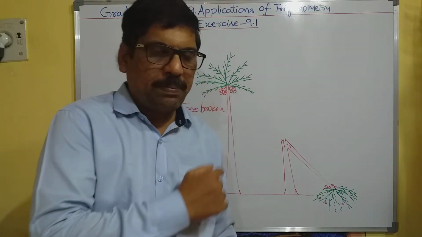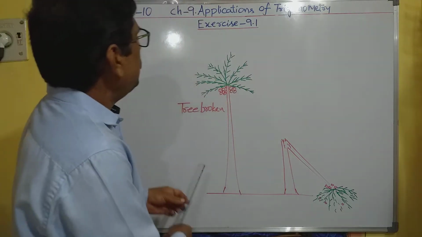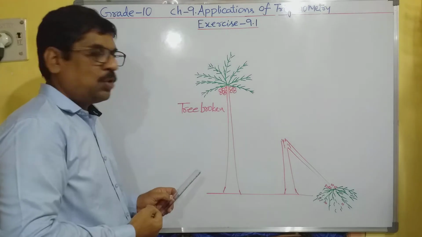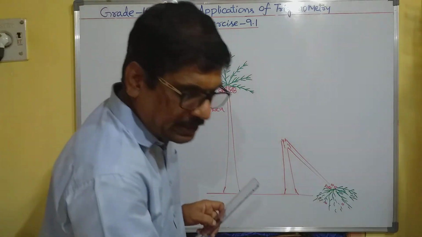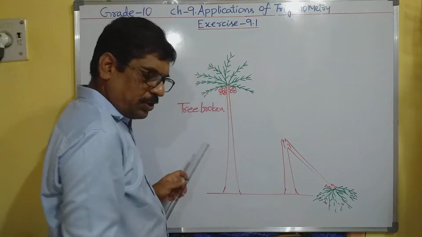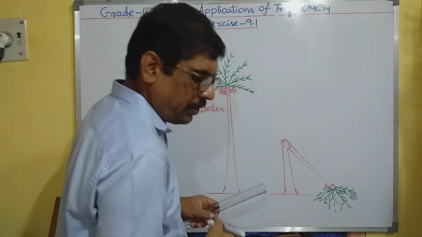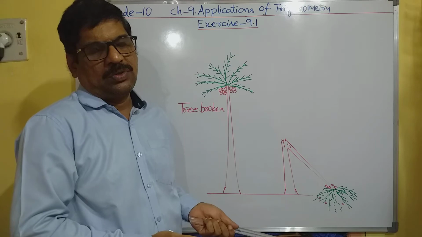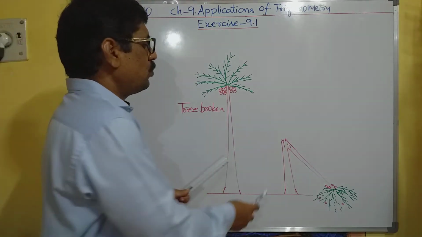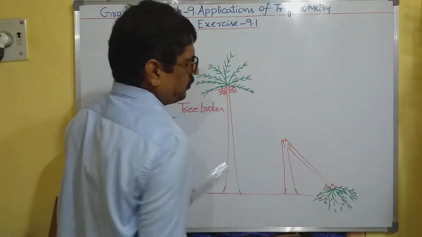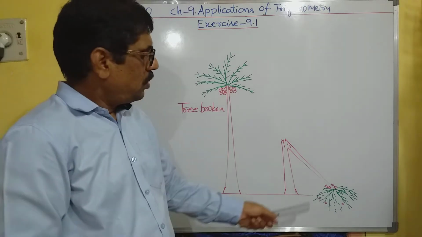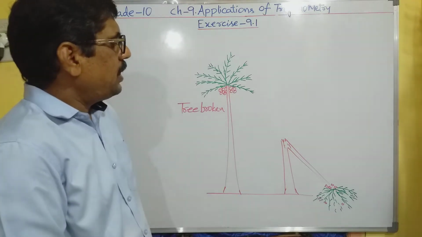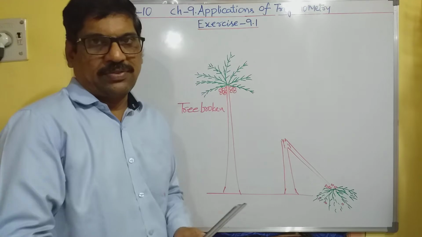Okay, see, look at the picture. Here there is a tree. We need to find its height. The height of the tree we don't know, that we need to find. And it was broken due to a storm. So a big blow of wind. It was broken and it fell down like this. Then it touches the ground at a distance.